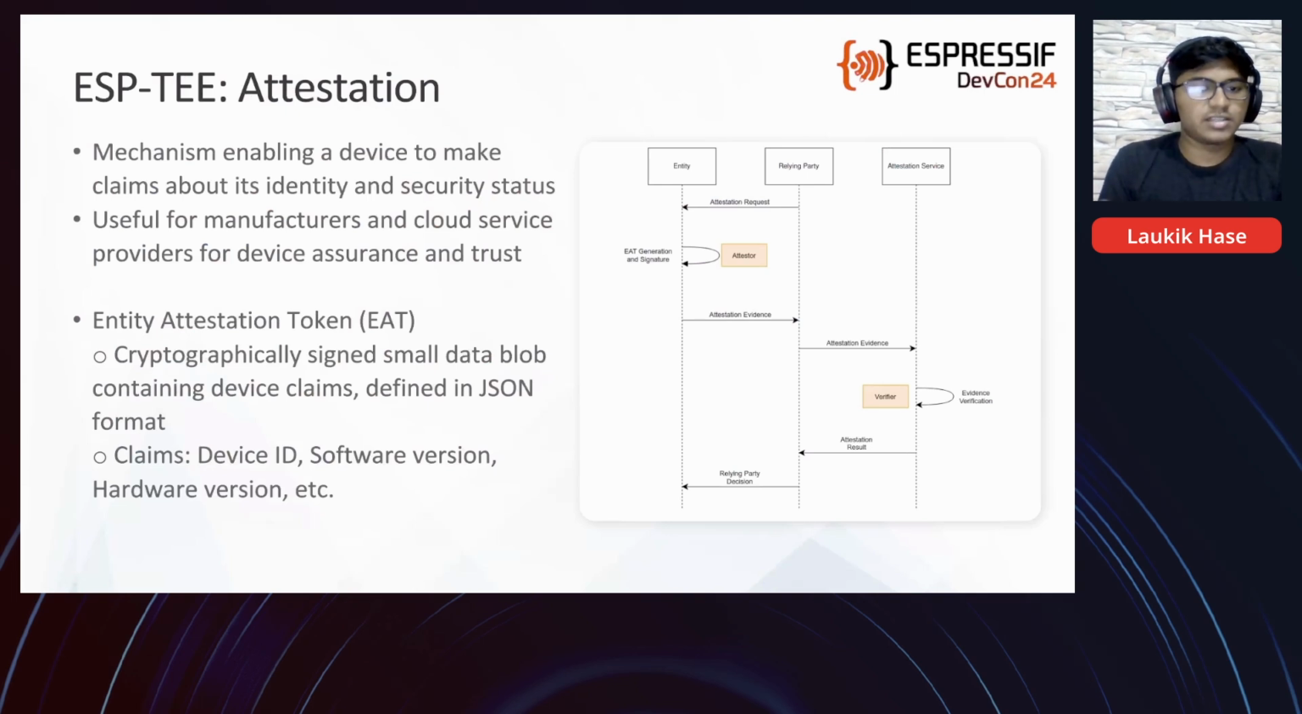So in simpler words, you take a snapshot of the device's state and properties, structure it as a token, and send it to whoever needs to verify the device's state at any given point of time. The diagram shown illustrates a high-level overview of the attestation process.